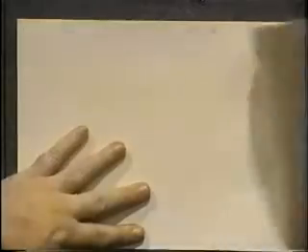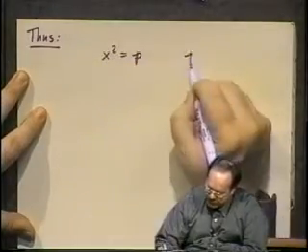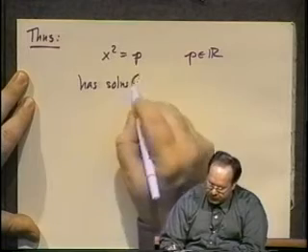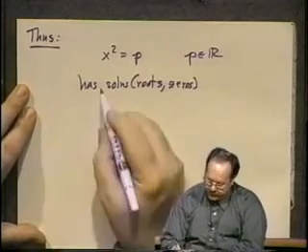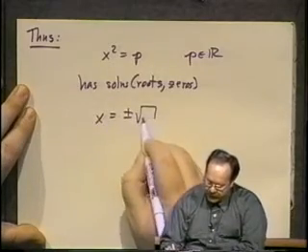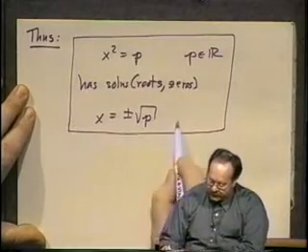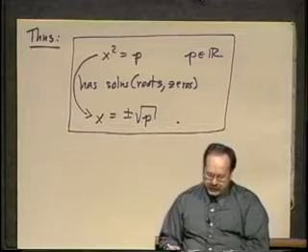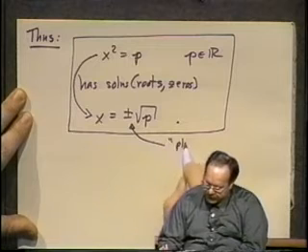So let me put this all together on one page. Thus, x squared equals p, where p is a real number, has solutions, which we are now calling, you remember, roots or zeros. All of these words are used. x equals plus or minus the square root of p. So that is what results from the derivation on the previous page. x squared equals p has solutions x equals plus or minus the square root of p. Now, there are a couple things I want to mention here since we're here. This is the plus or minus notation.